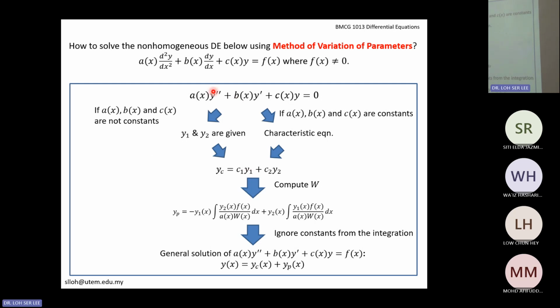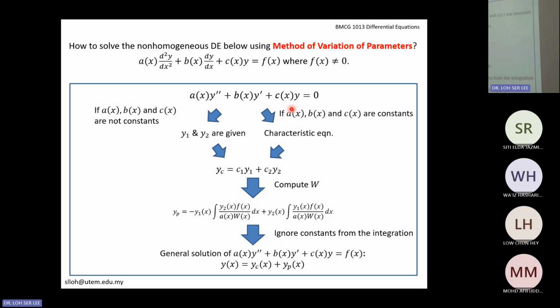Okay, this is the flow. When you have a non-homogeneous differential equation and want to solve it using the method of variation of parameters, we first look at the coefficient functions of y double prime, y prime, and y. If the coefficient functions a, b, c are not constant, you will be given y1 and y2 because we need them here. Otherwise, you will need to find y1 and y2 on your own.